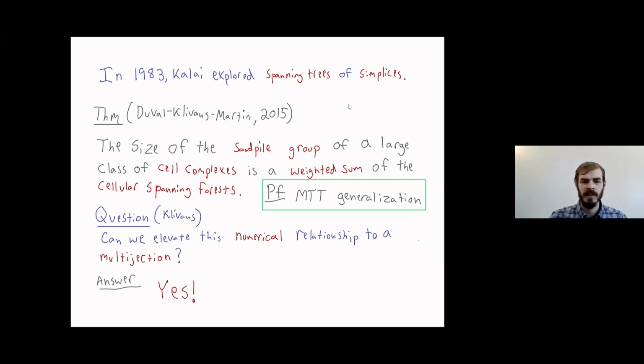So the question of Klivans was, can we elevate this numerical relationship to a multi-ejection? And the answer is yes, precisely using this geometric construction I've given.